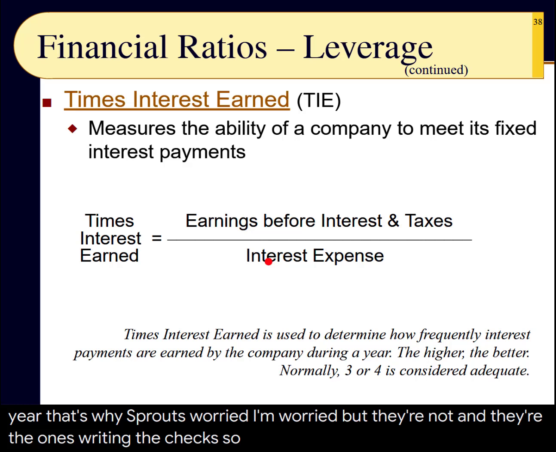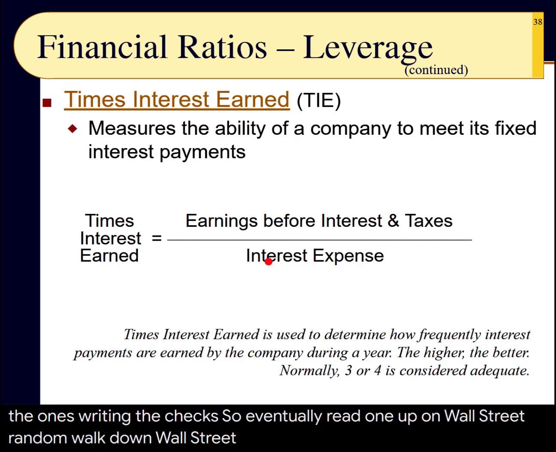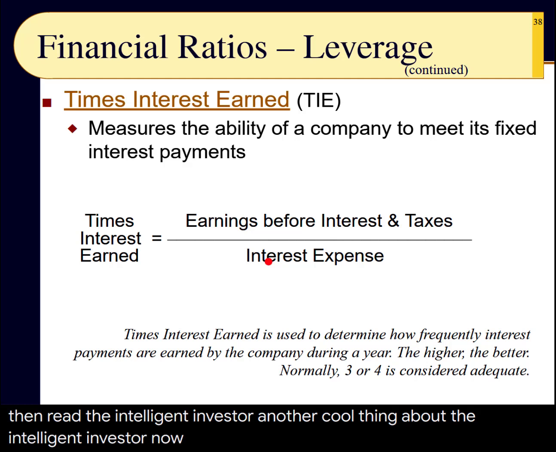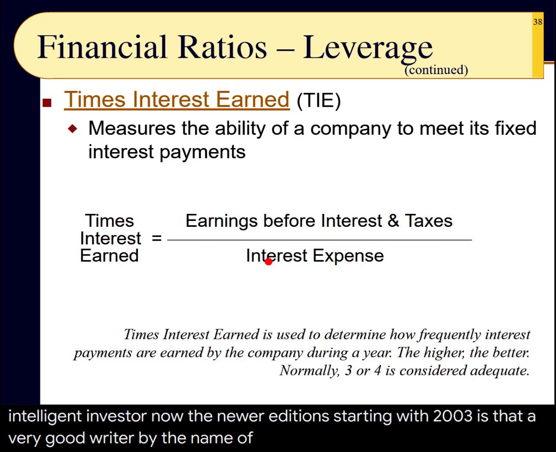So eventually, read One Up on Wall Street or A Random Walk Down Wall Street first, either one of those or both, and then read The Intelligent Investor. Now, the cool thing about The Intelligent Investor, the newer editions, starting with 2003, is that a very good writer by the name of Jason Zweig wrote commentary.